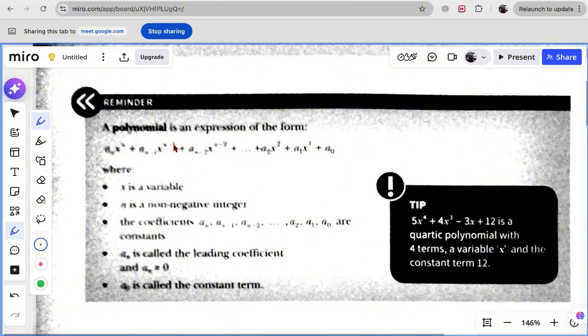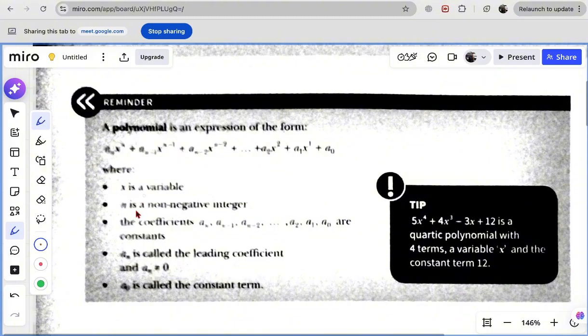This is how we write a polynomial. And x is what? The variable, and n is a non-negative integer. And then the coefficients of this polynomial are the a n's. These are the coefficients. Then the constant is the what? A naught.